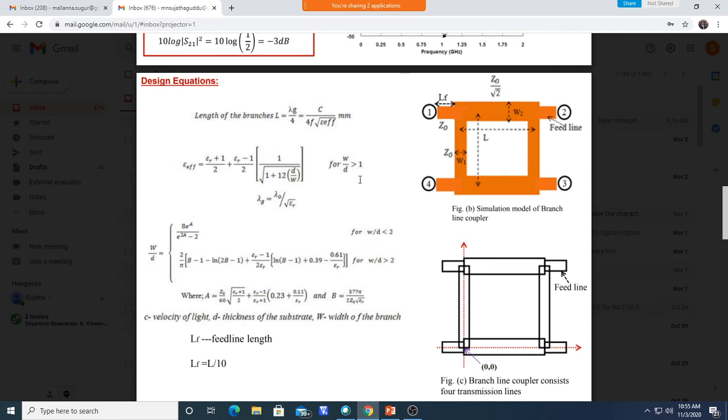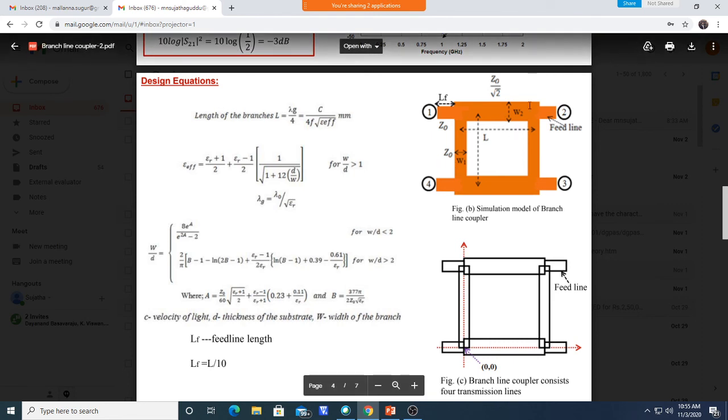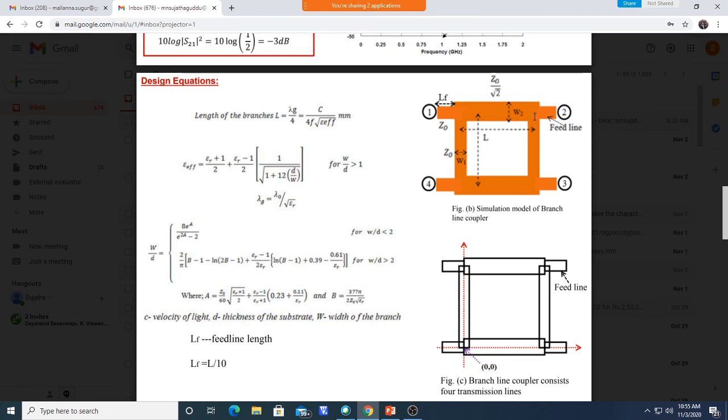And the widths W1 and W2. For this W1 and W2 you should use an online calculator, the microstrip line calculator. As I already told, you search Google for microstrip line calculator, and the EM Talk site will open. You use that microstrip line calculator to get the values of W1 and W2. The width of this is greater than the width of this line.